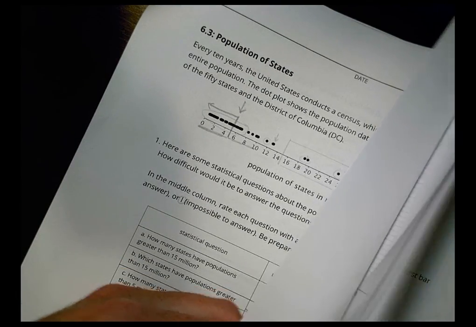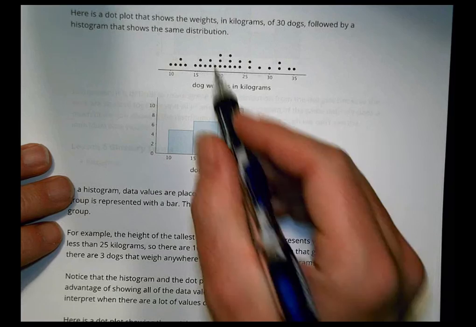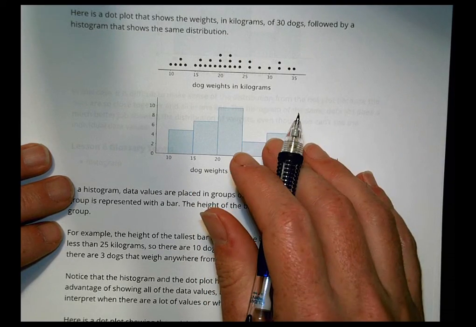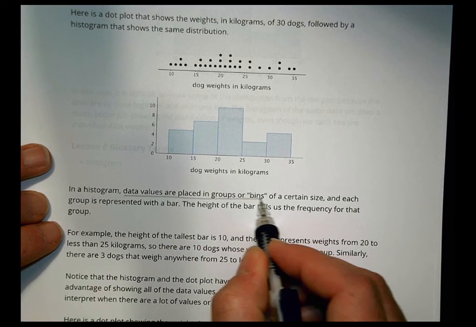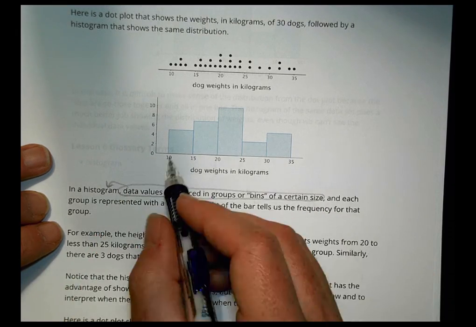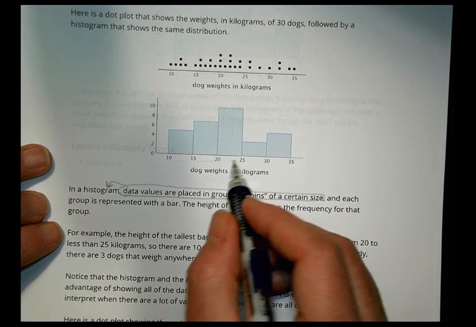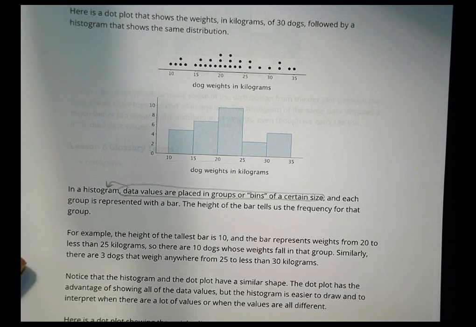Okay, so that is really it for the day. So there is a summary, that's a lot of what we just did here. They go back to the dog example, the dots and the histogram, different ways of comparing things, right? In the histogram, data values are placed in groups or bins of a certain size. So kind of wondering how you get those. You get to pick 10 to 14, 15 to 20, right? You get to pick how wide those ranges are going to be. That helps you out there.